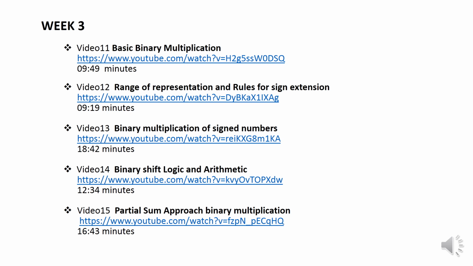We explain that the range of representation is not the same if we are using unsigned numbers or signed numbers, because we need to dedicate 1 bit to the sign. Also, we learn that any signed number can be sign extended to any number of bits, and that with the sign extension, the value of a number remains the same.